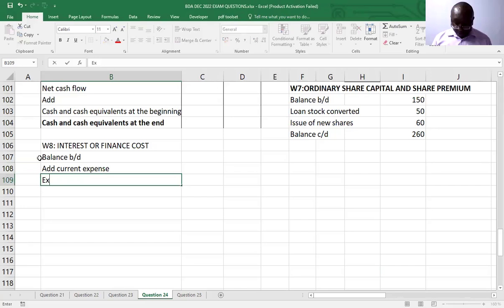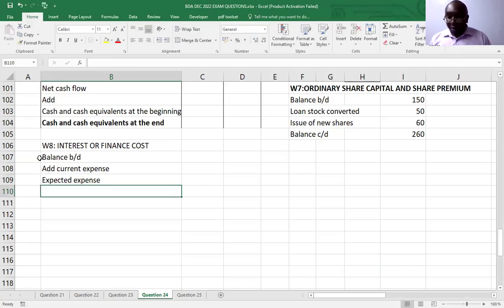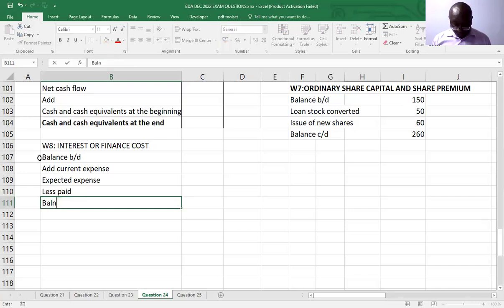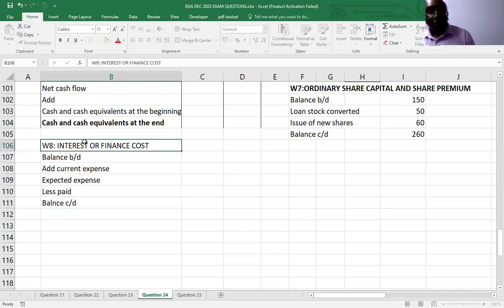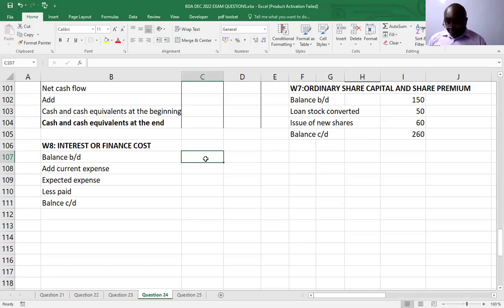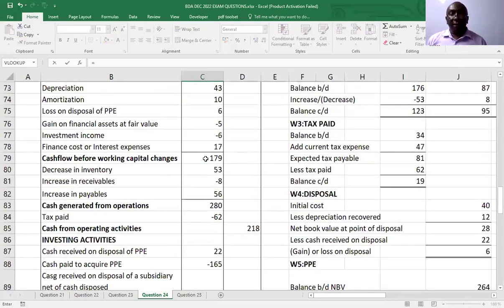So the expected expense is what you get there. Then you less what was paid. When you get less paid, that gives you the balance carried down. So the brought down, tukibia hapa juu, tuichukue.